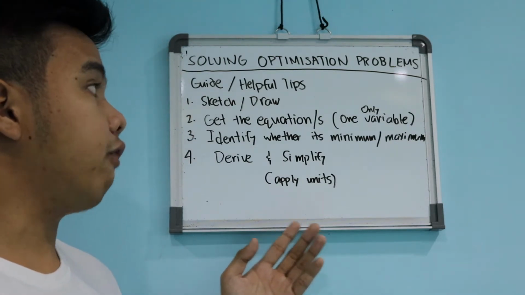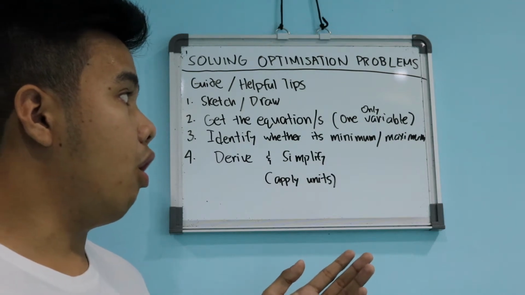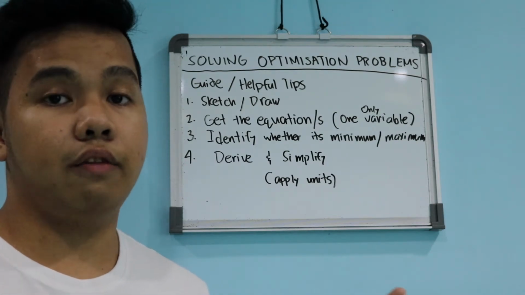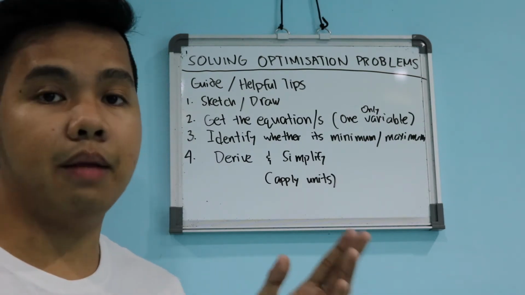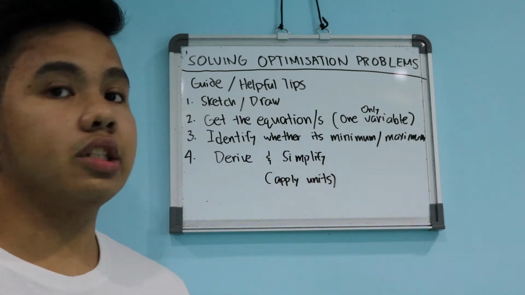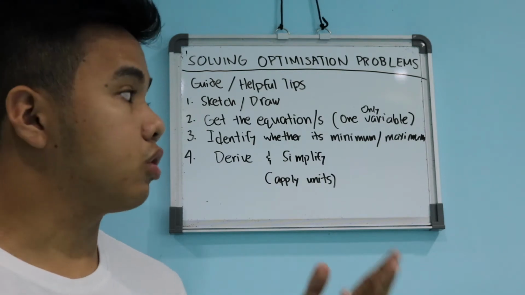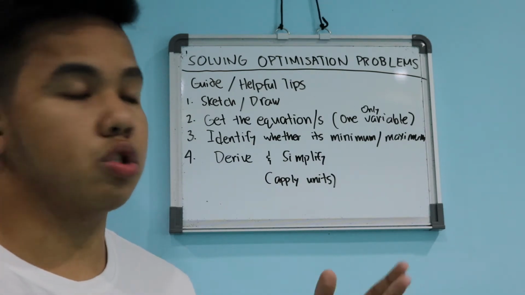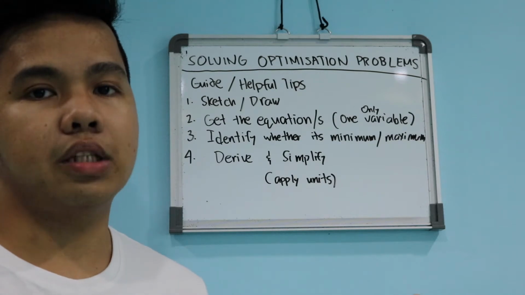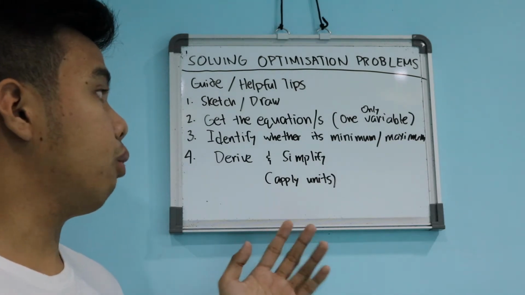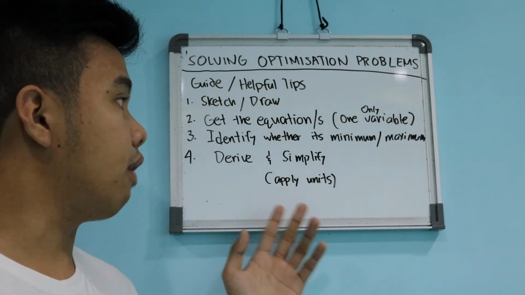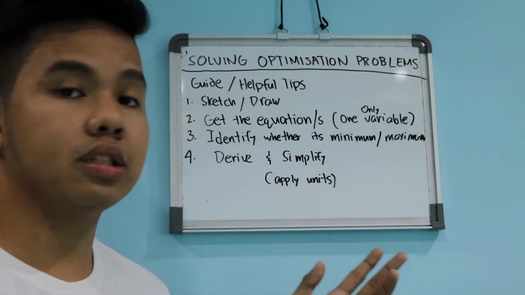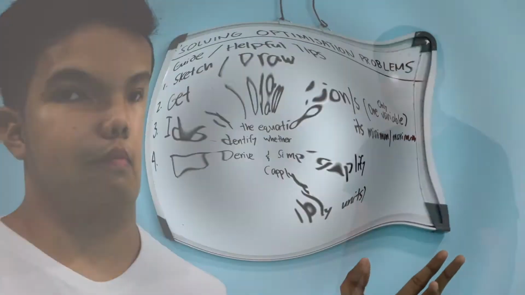Number three, identify whether minimum or maximum. We need to identify whether the quantity in the problem is being maximized or minimized. This can interchange, like how fast or how slow, or how long or how short. It really depends on the problem. Number four, we derive the equation and we simplify. After that, once we derive and simplify, we apply the units based on the given problem.